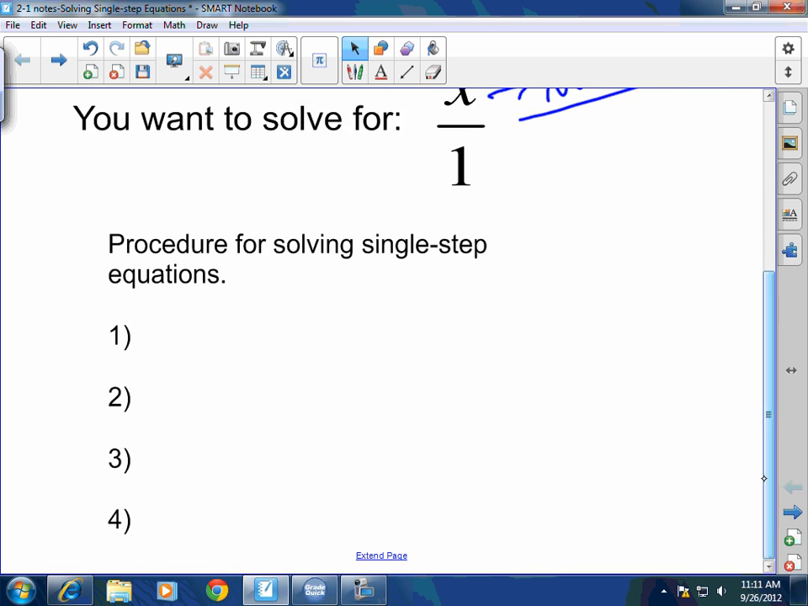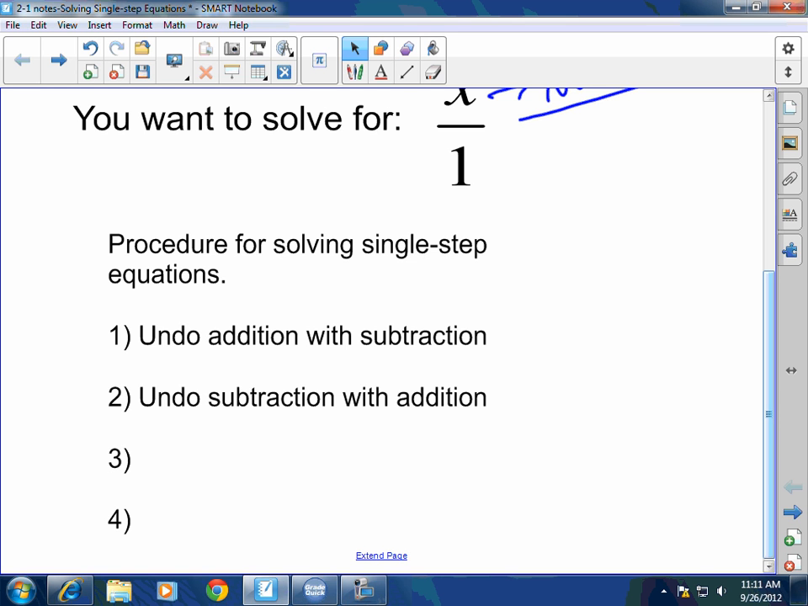Now, there are 4 beautifully easy steps here. Number 1, you undo addition with subtraction. What does that mean? Well, do you guys remember the property, the additive inverse? What's the inverse of positive 3? What's 3 minus 3? Okay, so that's why I say you cancel out addition with subtraction. Okay? Vice versa, you undo subtraction with addition. Okay?